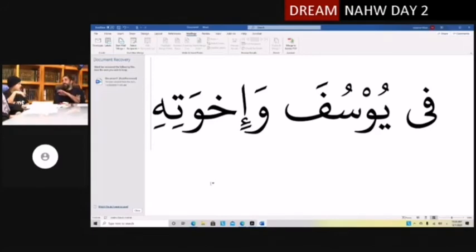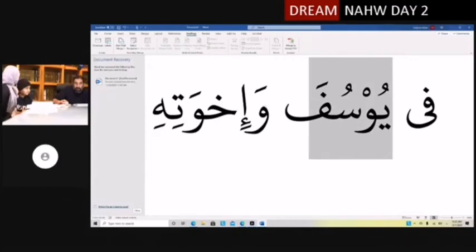It's a partly flexible name, which means the Rafa version ends with U. Yusufu, Nasab Yusufa, Jar also Yusufa. And this is a harf of Jar, and it cannot do any better than that because it's a foreign name. Therefore, Yusufa. Well done. And, wa means what? And. And remember one thing about and: whatever status was before it, the word after it will have to carry the same status.